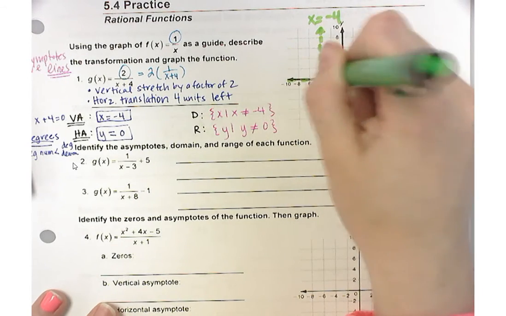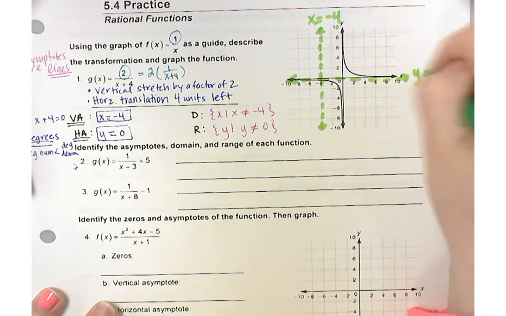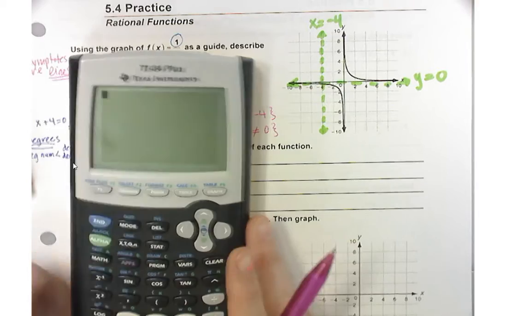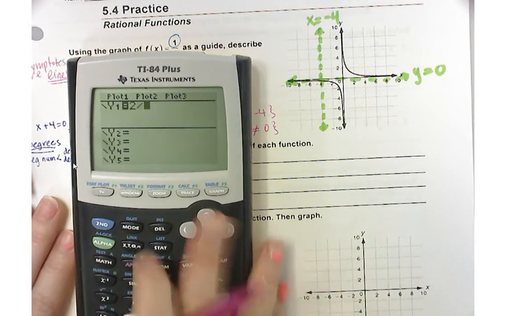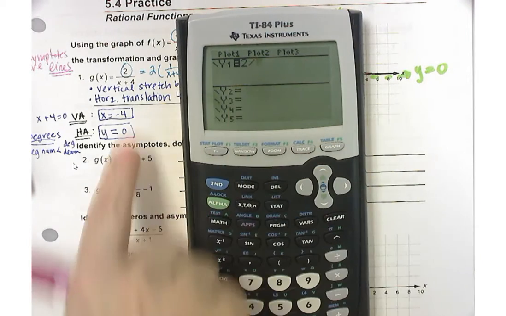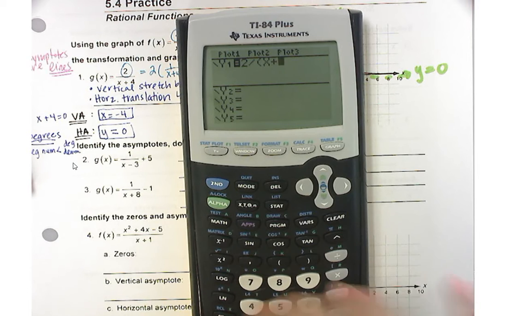Now this is the calculator portion. You can use your calculator to help you graph this. You're going to need to do a table that has 6 points in it. When you're graphing this on your calculator, if you have x plus 4 on the bottom, you are going to have to put that in parentheses, or else your calculator automatically does order of operations and will do 2 over x, plus 4.